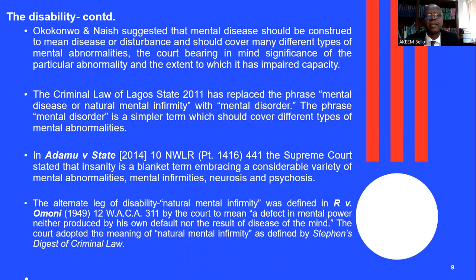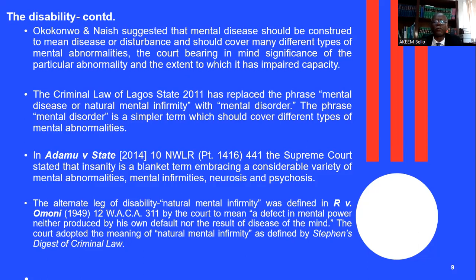Okonkwo and Nash suggested that mental disease should be construed to mean disease or disturbance and should cover many different types of mental abnormalities. There are many different types of mental abnormalities known to medical people. The court bears in mind the significance of the particular abnormality and the extent to which it has impaired capacity. So, according to Okonkwo and Nash, mental disease should be construed to mean disease or disturbance that should cover many types of mental abnormalities.